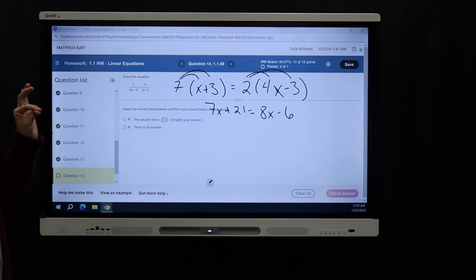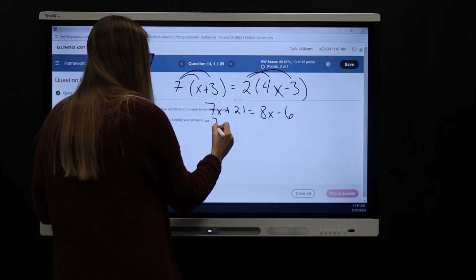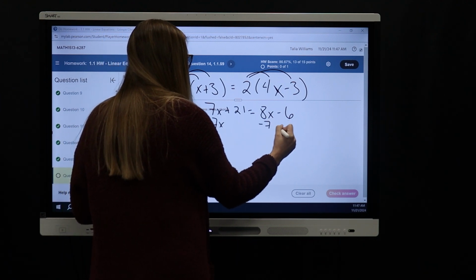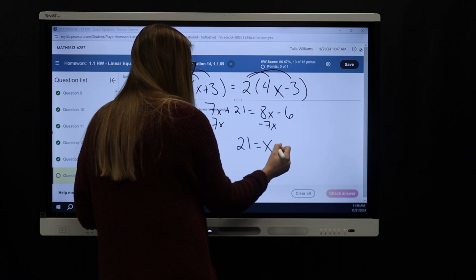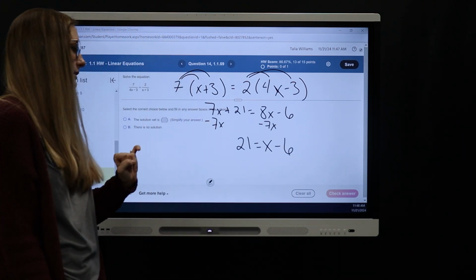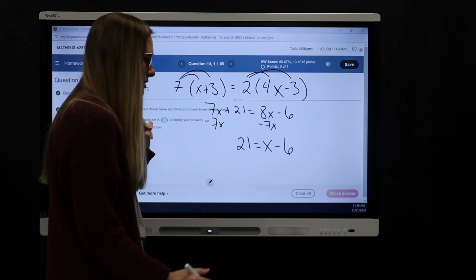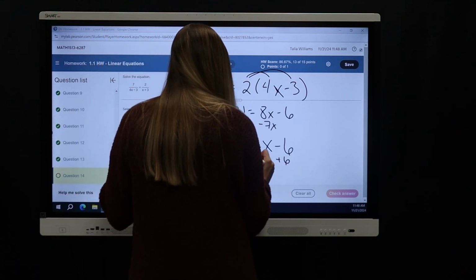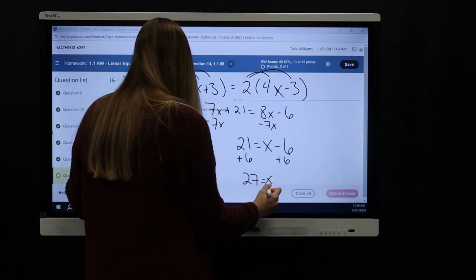So I have a 7x and an 8x. 7x is less than 8x, so I'm going to move it to my 8x. So then I'll have 21 equals x subtract 6. You need to get x alone, so since it's subtract 6, the opposite of subtraction is addition. So we're going to add 6. So 27 equals x.